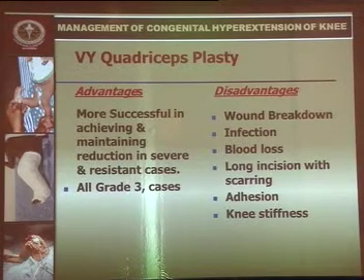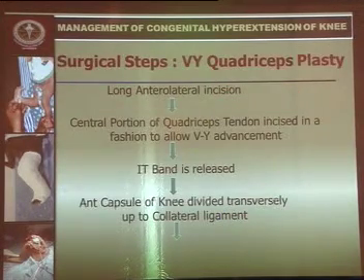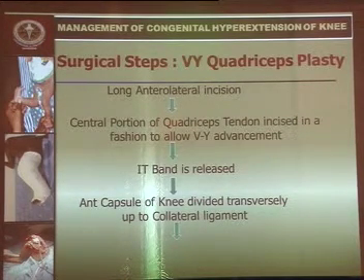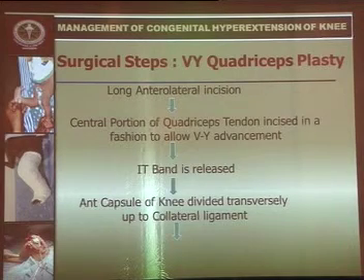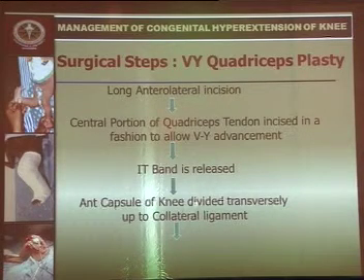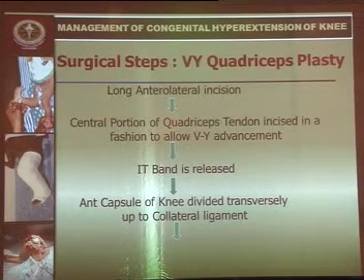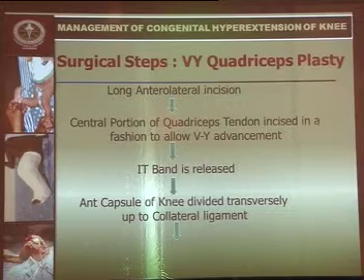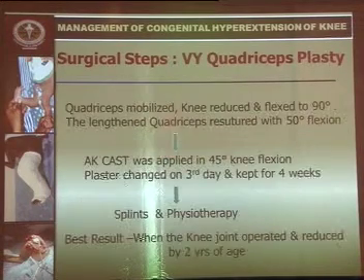abrasion, knee stiffness. Now the surgical steps of VUI quadricepsplasty, I will go quickly because all of you are very much aware of that and practicing. Long anterolateral incision, central portion of the quadriceps tendon incised in the fashion of a VY to allow advancement. IT band is released. This point, remember, IT band has to be cut and released. If possible, a piece of IT band may be taken out. Anterior capsule of the knee divided transversely up to the collateral ligament.